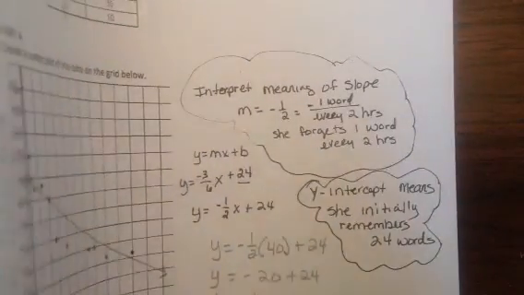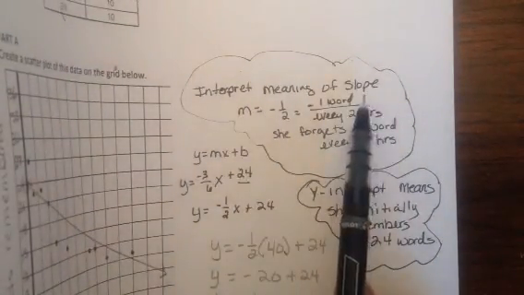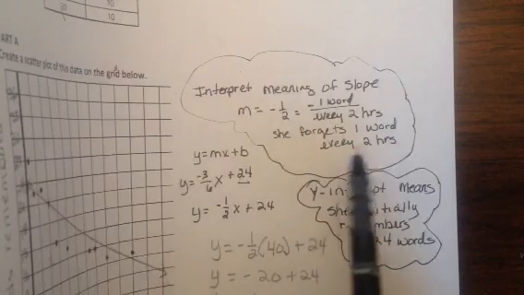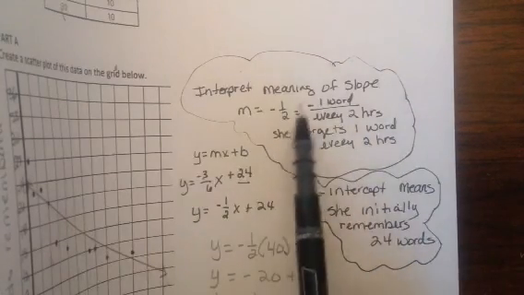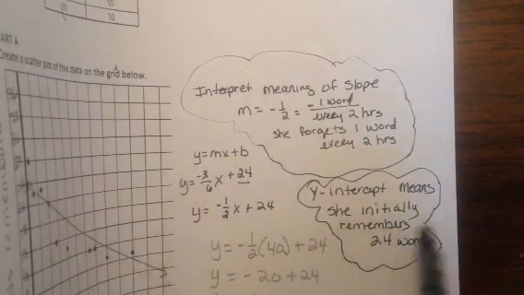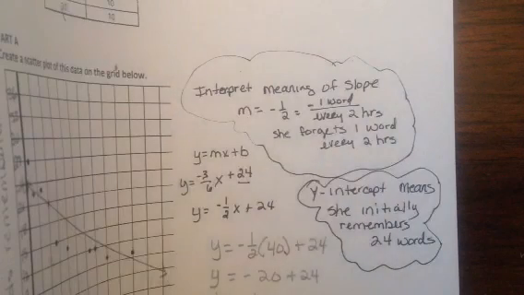All right? So let me rewrite. What does the slope mean? The slope means that she forgets 1 word every 2 hours. Negative 1/2. The y-intercept means that she initially remembers only 24 words. So 24 out of the 30 words she remembered.